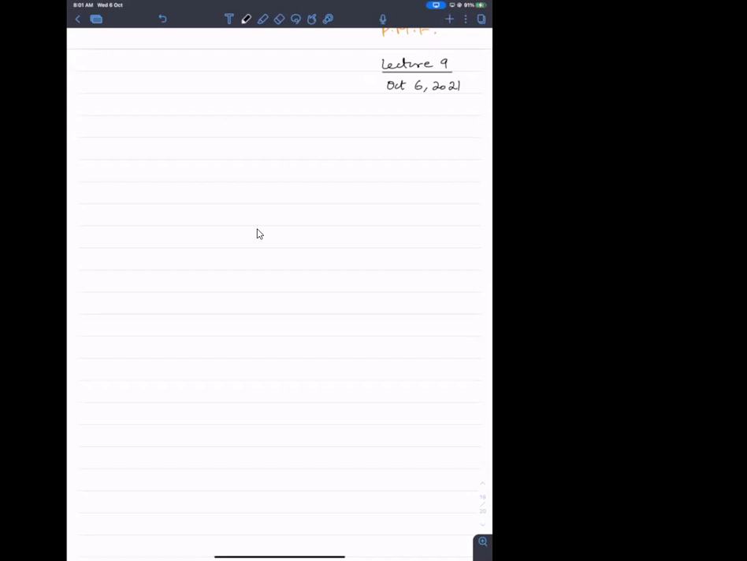So we are going to continue with the discussion on multiple discrete random variables. Next time we are going to start with the continuous random variables. Today we will finish the discussion on multiple discrete random variables.